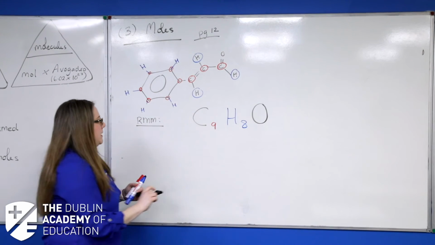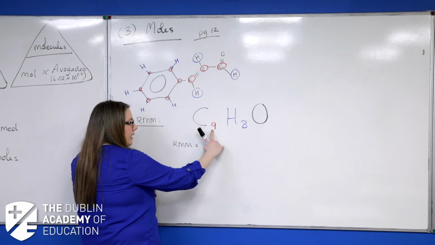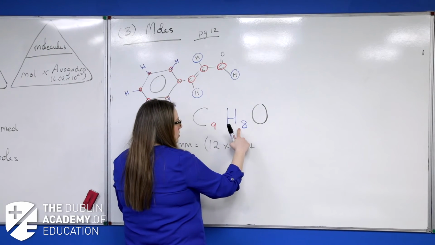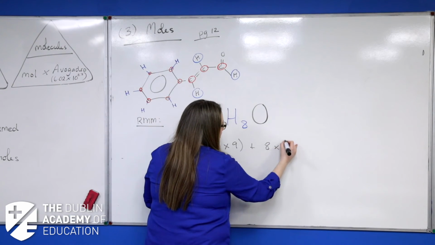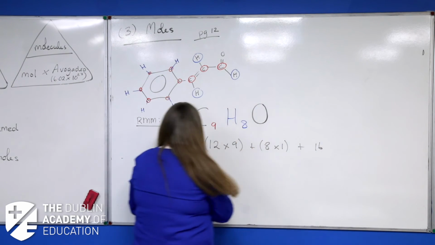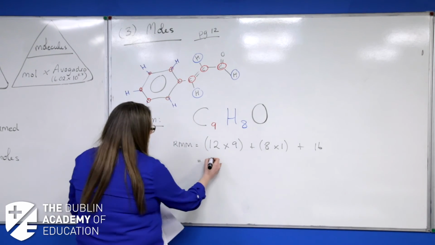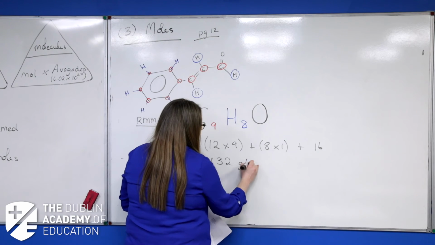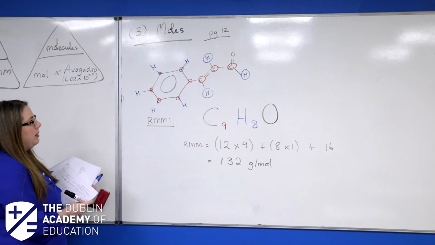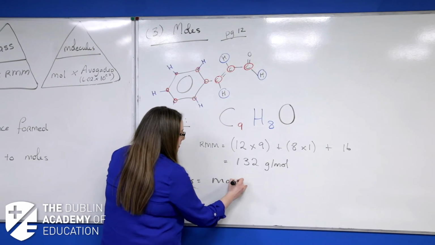Okay, working out the RMM of this. There's 9 carbons, carbon has a mass of 12. Hydrogen has a mass of 1 and there's 8 of them. Oxygen, there's 1 of them and it has a mass of 16. Now, I don't do maths in my head at all, so your total RMM for this is going to be 132 grams per mole. Now, we want to find out how many moles of this. So remember, moles is mass over RMM.